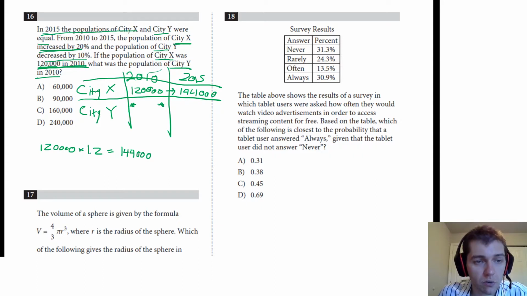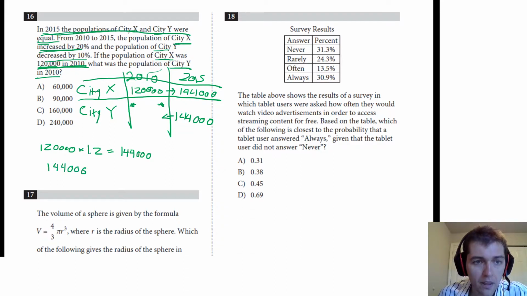Now you need to get to the next piece of information they give you, which is, in the very first sentence, they say in 2015, the populations of city X and city Y were equal. So from there, you can fill in 144 right here because these are equal. From there, you can get back to what was the population of city Y in 2010, which is what you're actually asking for.